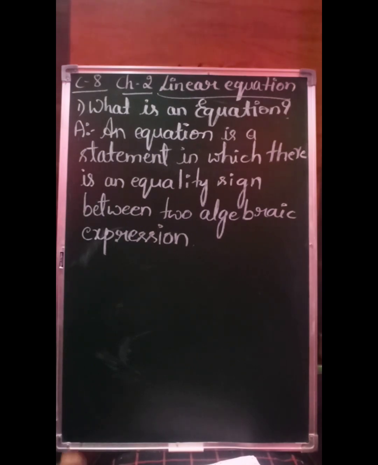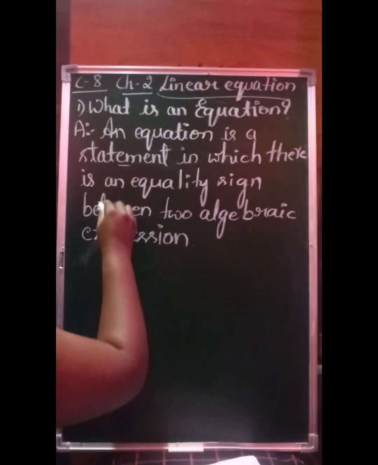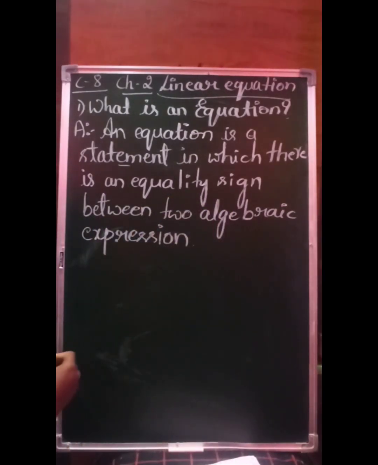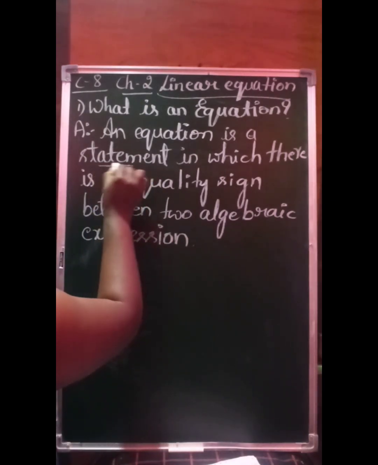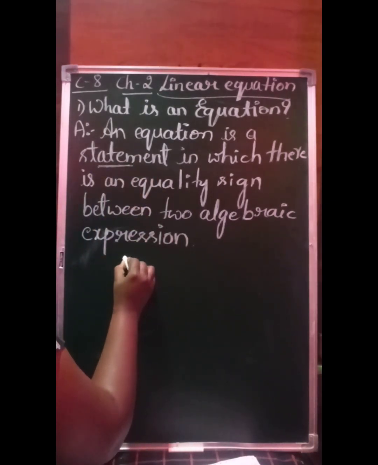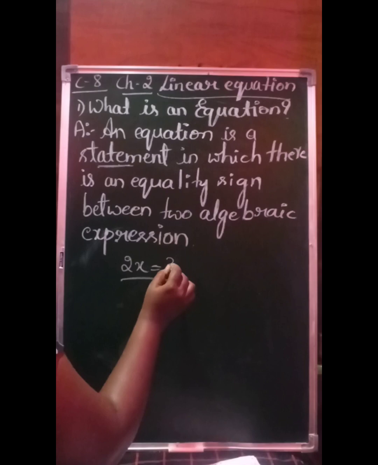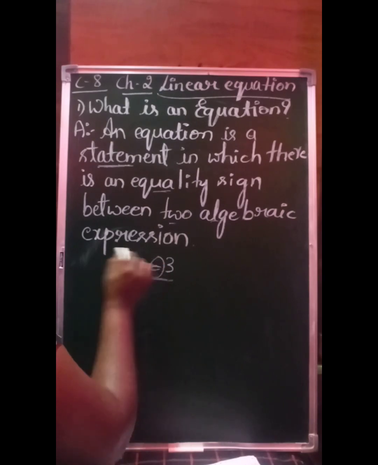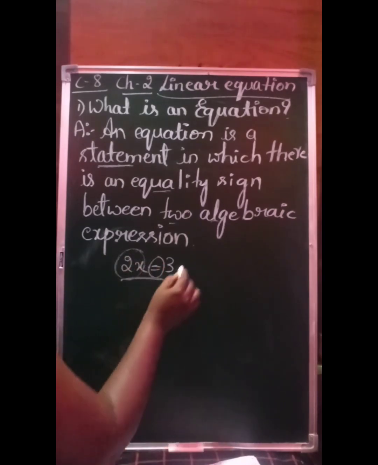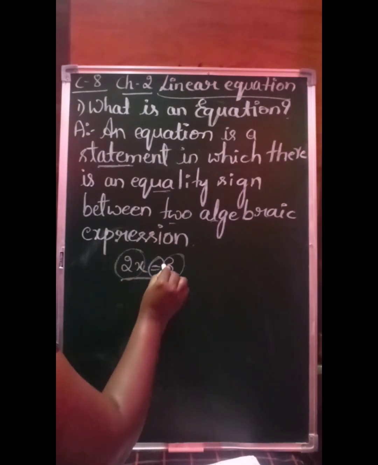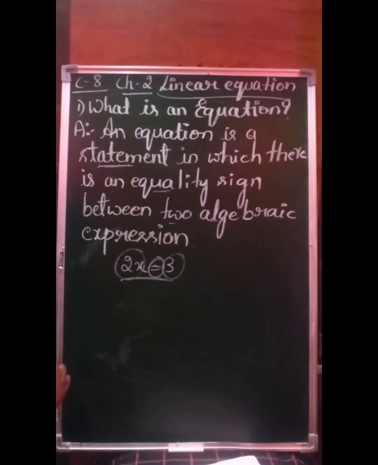So what is an equation? See, an equation is a statement in which there is an equality sign between two algebraic expressions. What is the meaning of this? It is a statement, in the sense like it may be 2x equals 3, like that. So there is an equality sign between two algebraic expressions. This is one algebraic expression, this is another algebraic expression. In between these two there exists an equality. So that type of statement we call an equation.